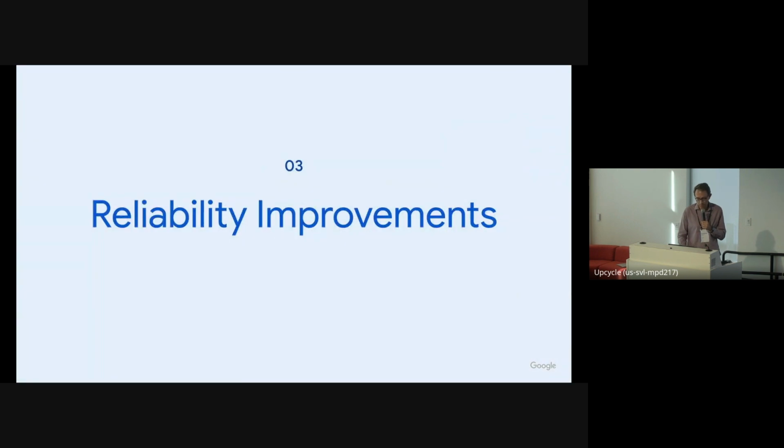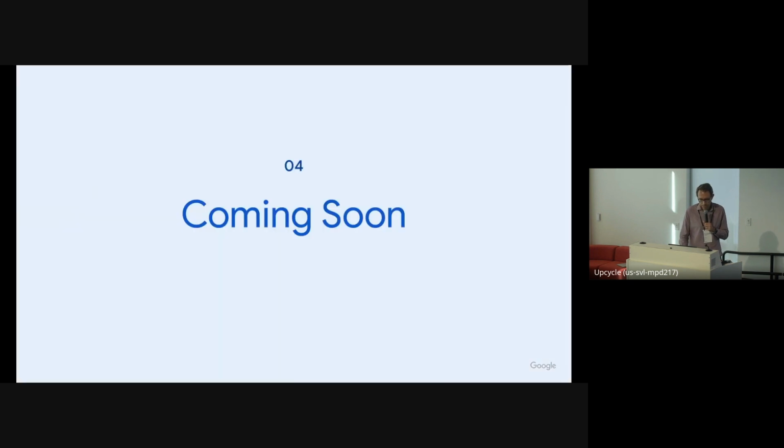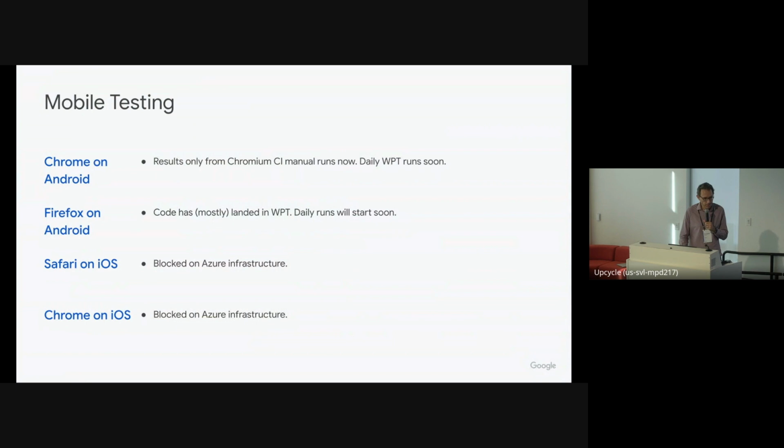Number three, a number of reliability improvements to make interacting with web platform tests easier for you. The aim was to arrive at fewer failed checks when your PR gets to merge, fewer missing results, especially on Safari, and fewer errors when you're searching due to improved search query support. Notably, the Chrome stability checks are no longer blocking your PRs, so you should no longer have to worry about that.